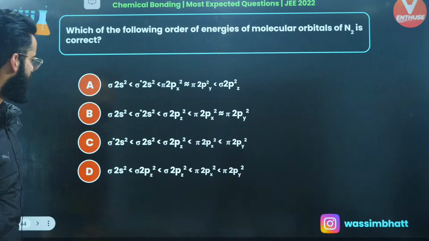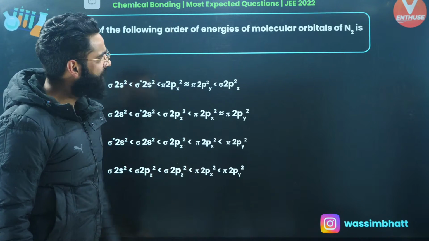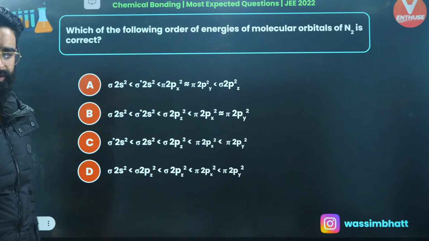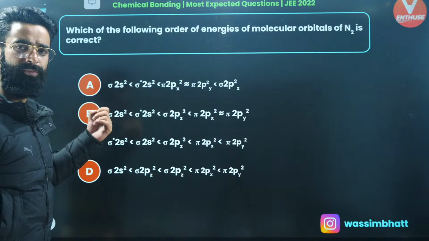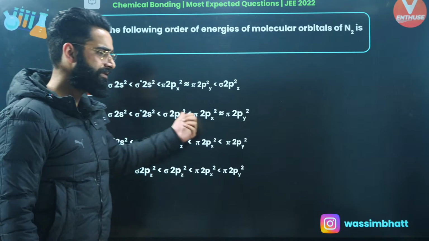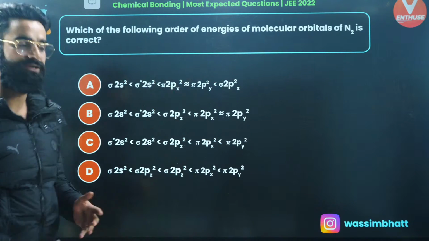Same procedure which I gave you. Which of the following orders of energies of molecular orbitals of N2 is correct? How do you fill electrons in the molecular orbitals for the N2 molecule?